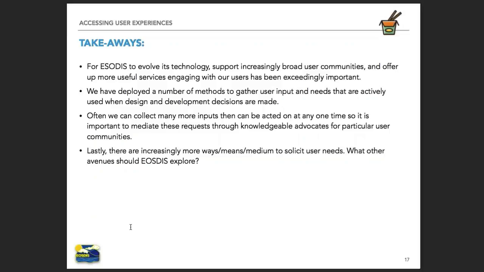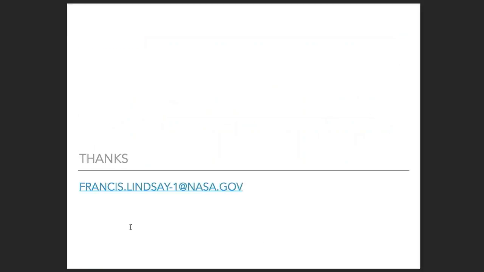And we often collect way more than we can use. And in those instances, we use mediating, knowledgeable people to help us understand those particular user communities, like disasters. And lastly, help us. I've mentioned some here, but what are we missing? What are ways, means, mediums that you know of that we could actually get even more inputs? And I'm going to hear some from the disaster community here that I'm really interested in doing that. And that's it. Thank you all.